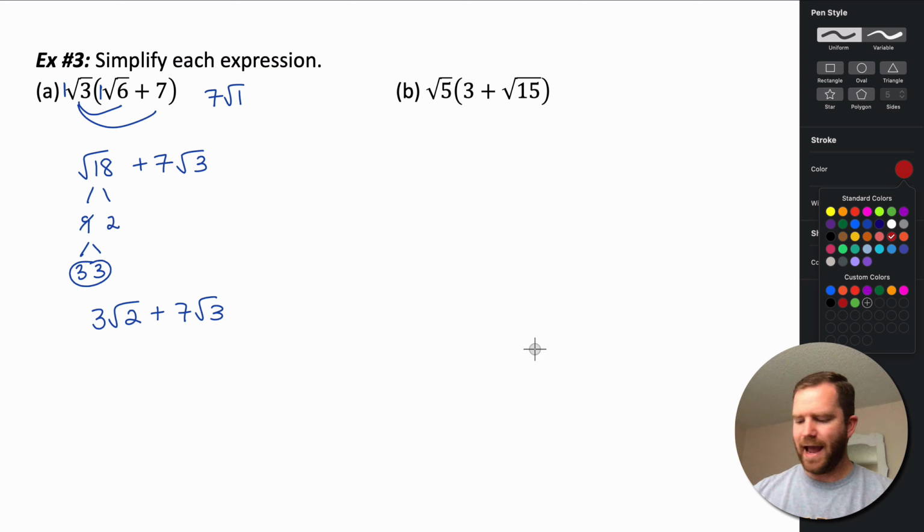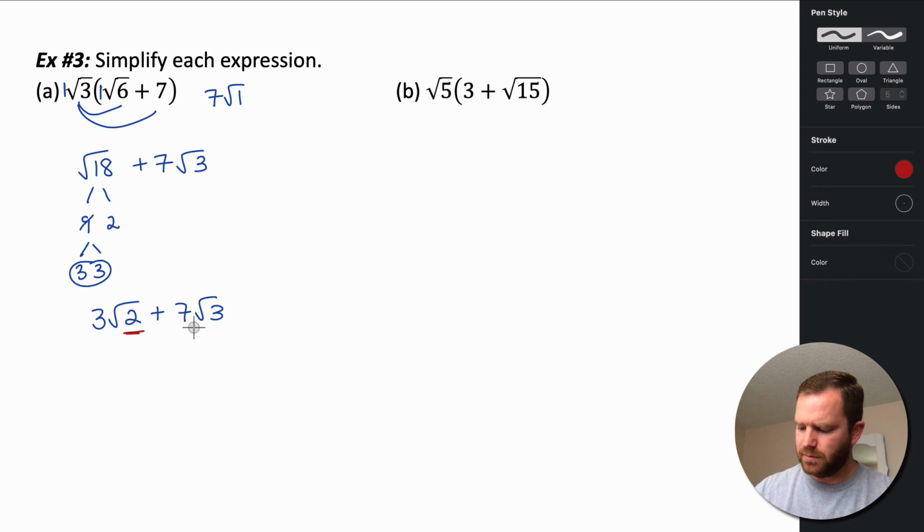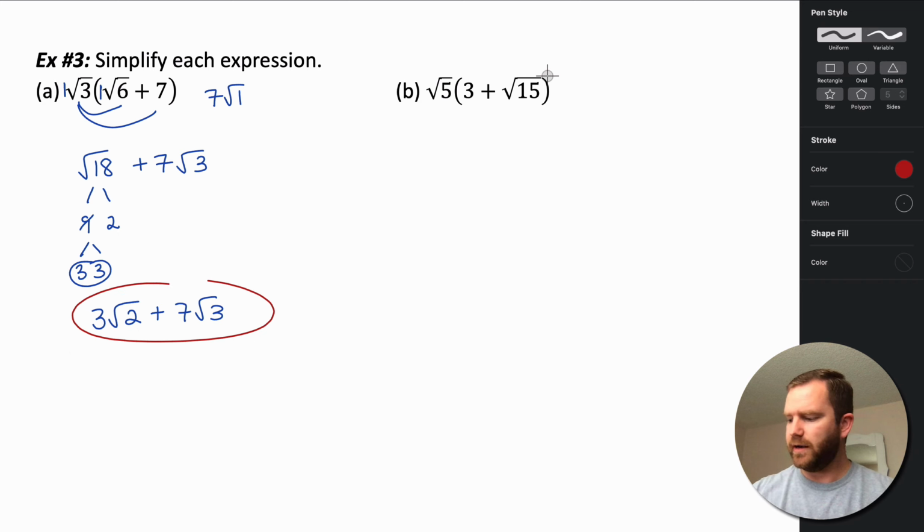And can we add these? Well, actually we can't, because they don't have the same radicand. In order for us to be able to add these two expressions, they would have to have the same radicand. So this is actually our simplified expression.